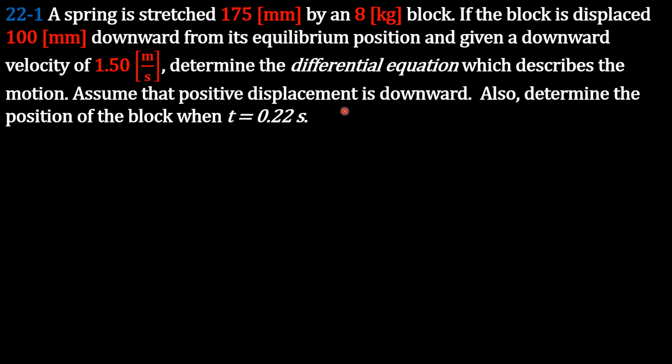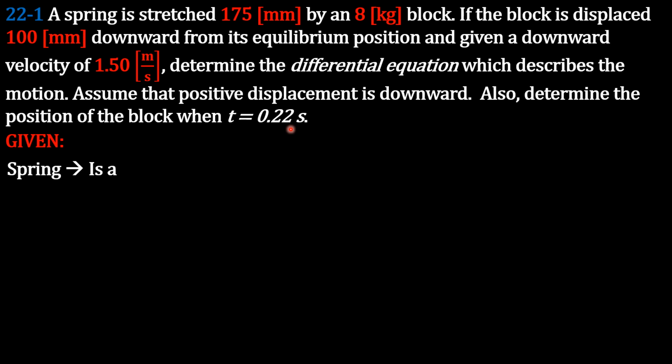Assume that positive displacement is downward, so that forms your reference. The downward is positive. Also determine the position of the block when time equals 0.22 seconds. So first thing, let's write down what is given. It's important to write down what is given, then we're going to sketch what is given to us.